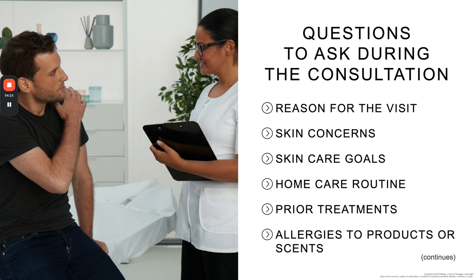Talk to them about their home care routine. You want to know what they're using at home so that you can say, okay, we need to get you on some better products. That's your opportunity to retail their home care system. You also want to talk about prior treatments because you simply want to know what they've had before, what they're used to. And then you want to know any allergies to products or allergies to scents, because some people are allergic to different aromas.